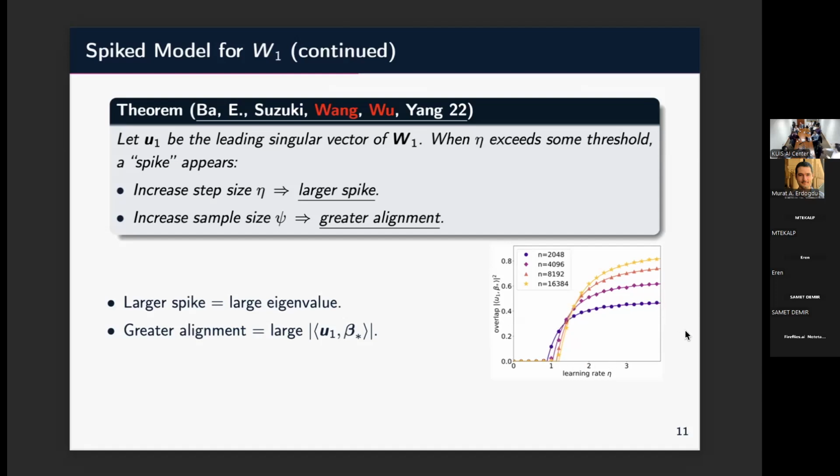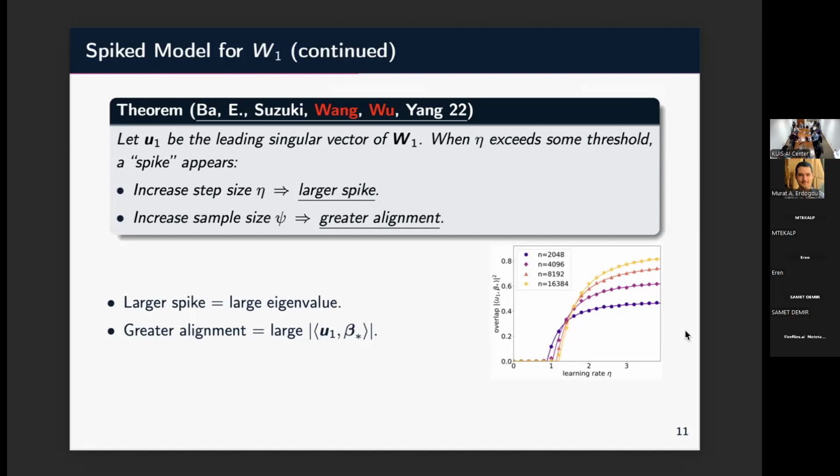Now, different curves correspond to different values of this parameter psi. Basically the dimension is kept constant, and I'm increasing the sample size. So the brighter the curve is, the larger the sample size. You can see that it gets better with large sample size, so you're going to have better alignment. So sample size actually helps in this case.